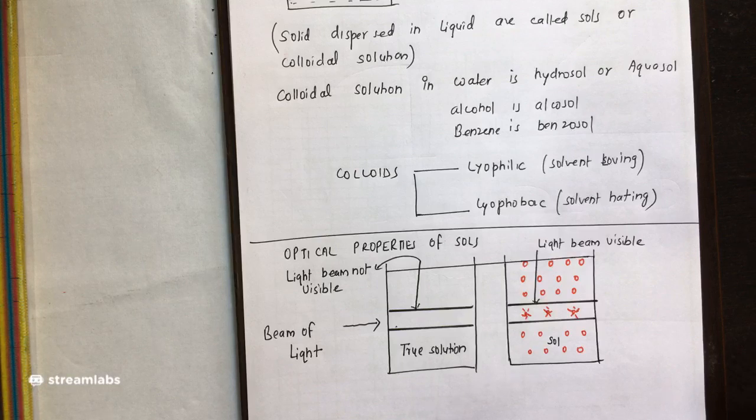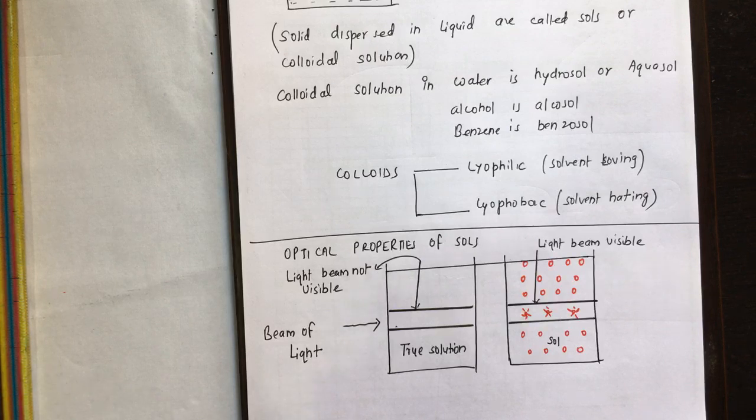Okay, but if the sol particles are large enough, they may even appear turbid in ordinary light as a result of Tyndall scattering. True solutions, my dear students, do not show any Tyndall effect. Why? Because the ions or solute particles are very, very small to scatter the light. So if you pass a light beam through a true solution, the beam is not visible when viewed from the side.